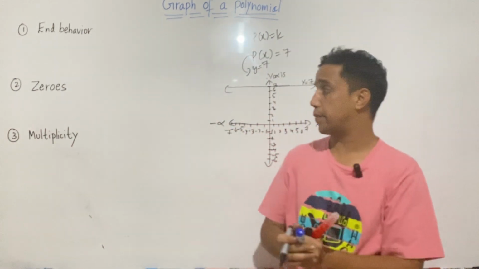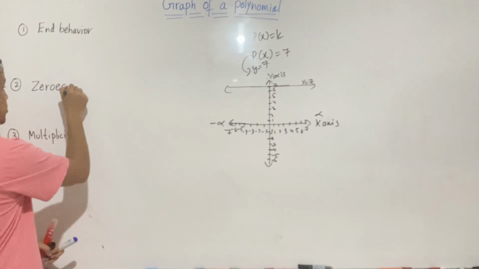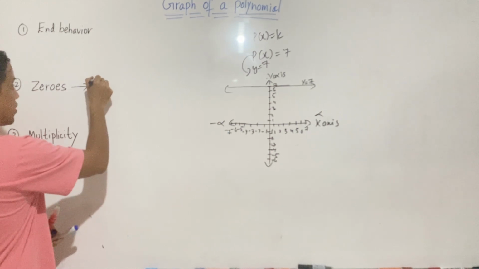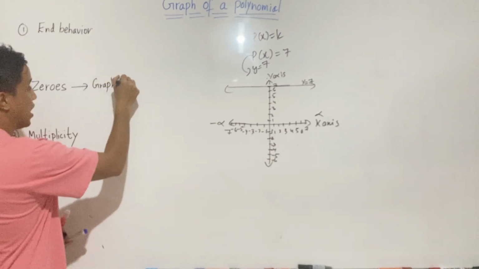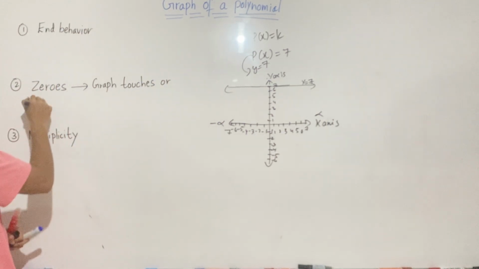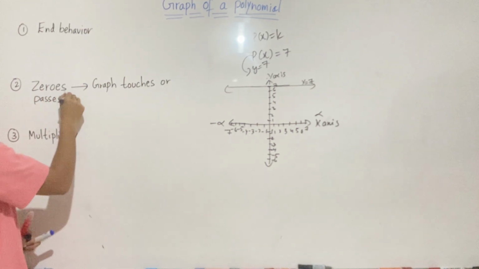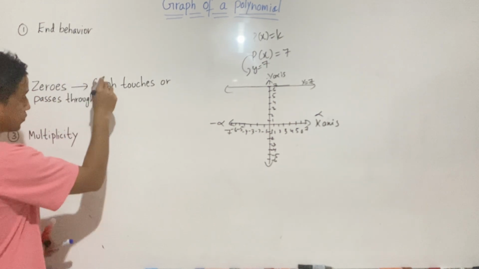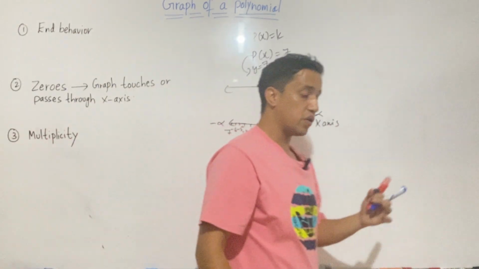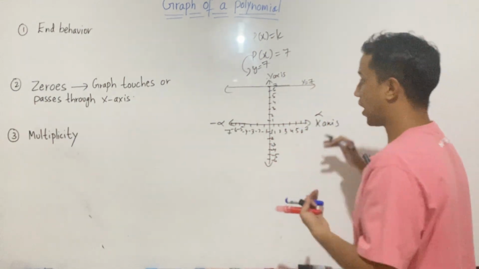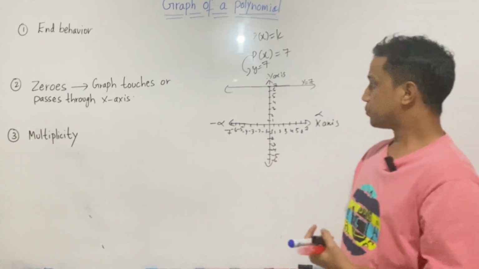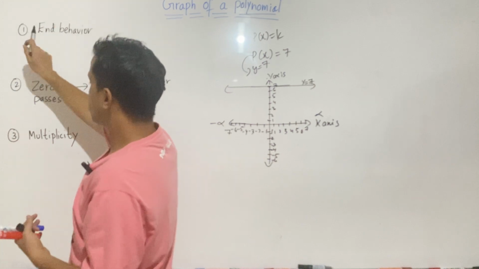So always remember, when zeros are formed, the graph touches or passes through the x-axis. But here zeros don't exist. Why? Because our graph is a horizontal line. Now see here, so we spoke about these three factors.